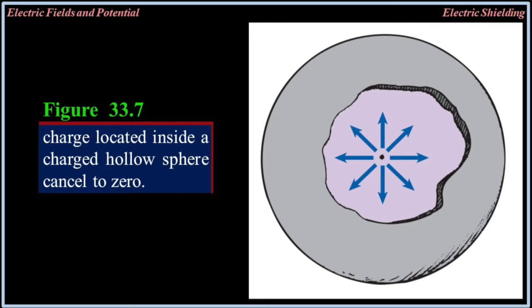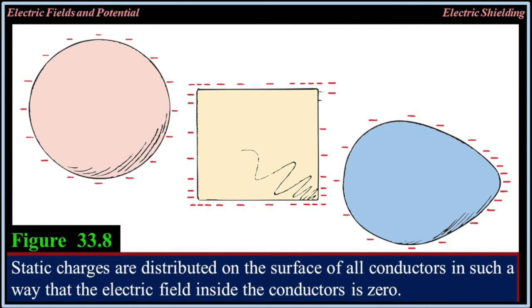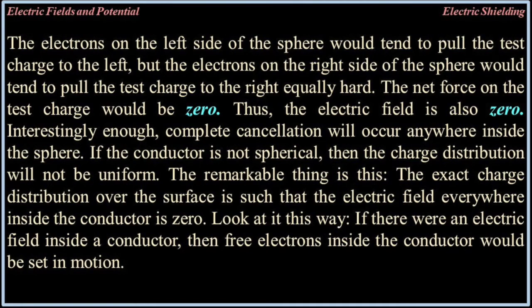Figure 33.7. Charge located inside a charged hollow sphere cancels to zero. Figure 33.8. Static charges are distributed on the surface of all conductors in such a way that the electric field inside the conductors is zero.